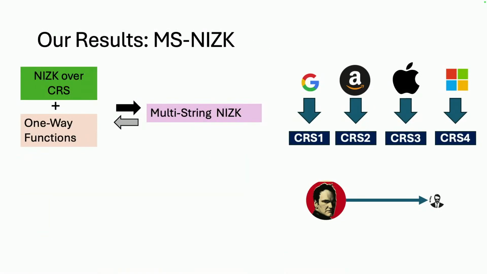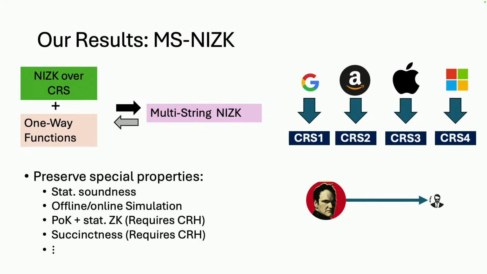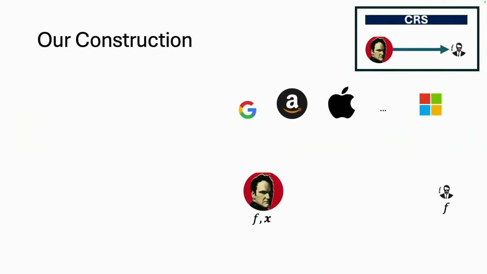This is an analogous result to the result of Groth and Ostrovsky. We can show that given a NISC over an arbitrary CRS and one-way functions, you can generate a multi-string NISC. And you'll see the proof in a second. This is a very modular and very generic proof. So we get, as a bonus, all sorts of additional features. In particular, we can maintain succinctness and things like this that are not preserved in the original proofs. Good, so let me show you the proof.